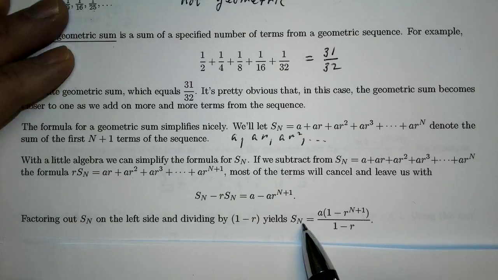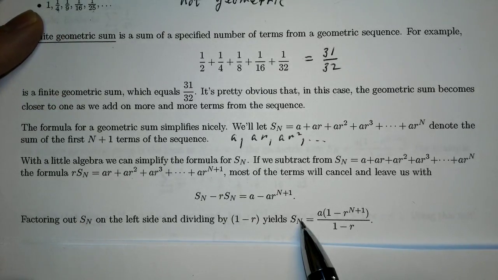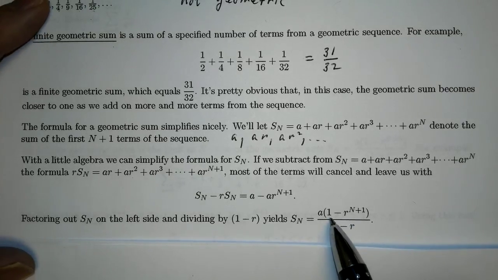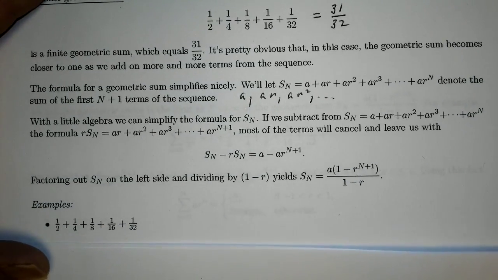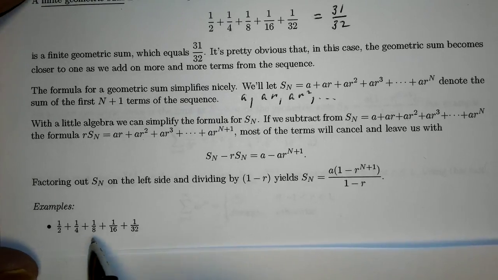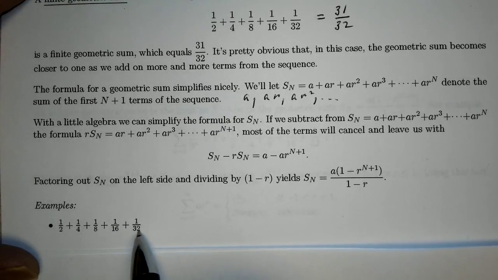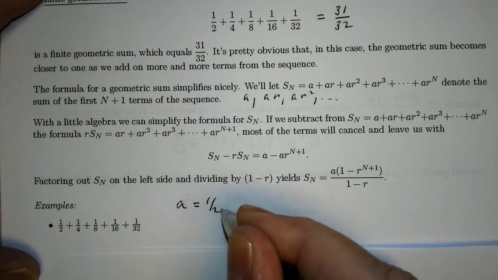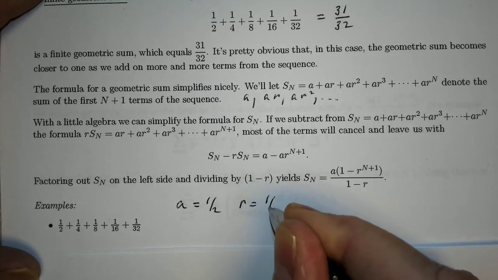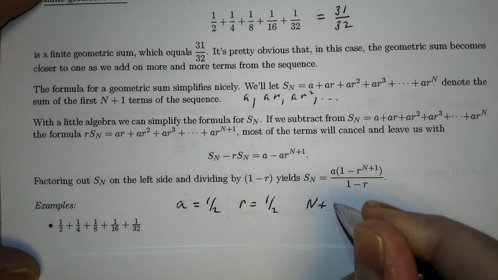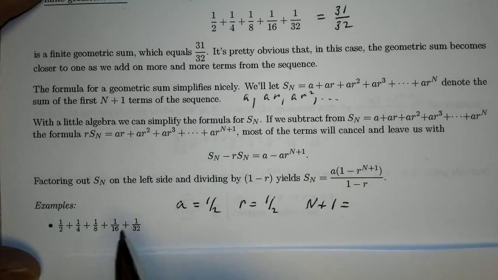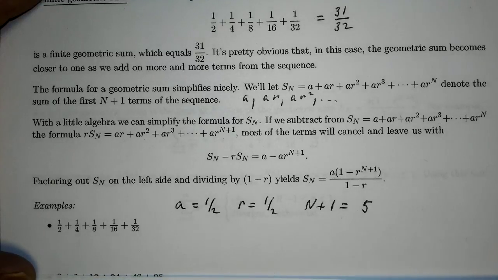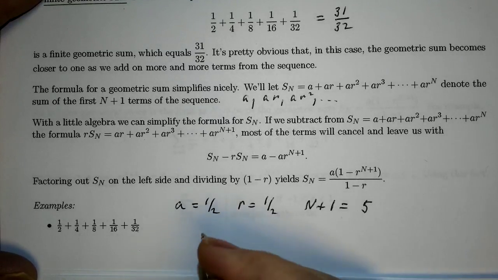This is a very convenient formula because this allows us to quickly add together any number of terms from a geometric sum, provided we know the first term and the common ratio. So here's an example. 1/2 plus 1/4 plus 1/8 plus 1/16 plus 1/32. So we know that A is a half. We know that our common ratio is a half. And we know that n plus 1 is the number of terms that we're adding together here, which is 5. So let's use our formula.